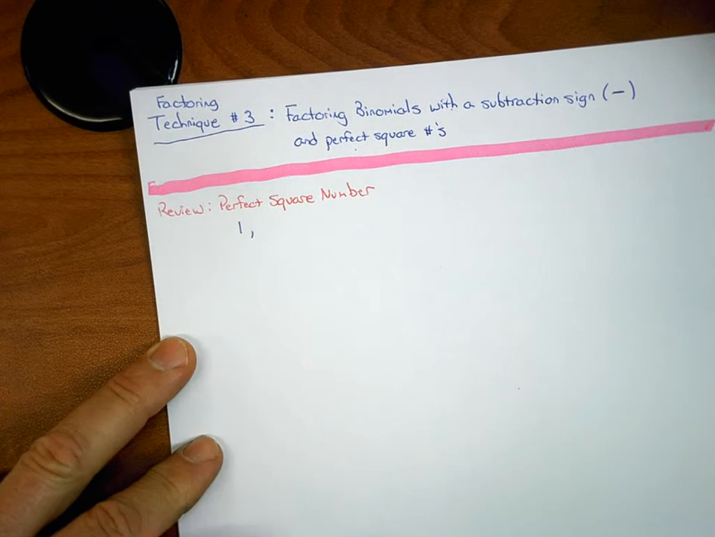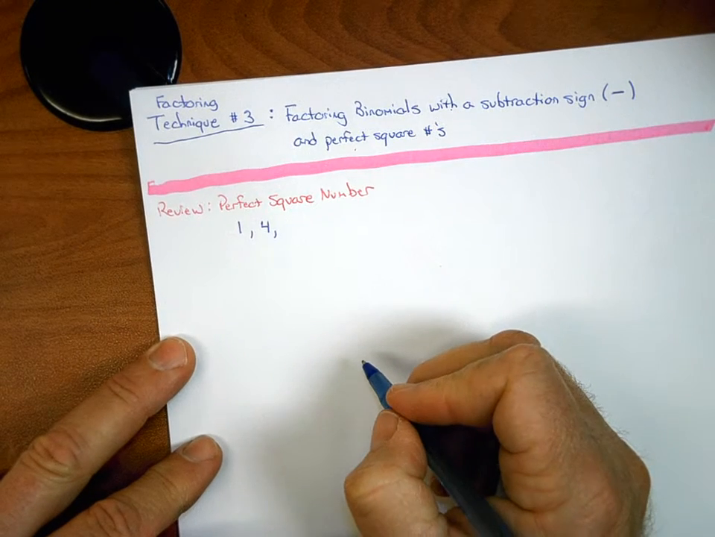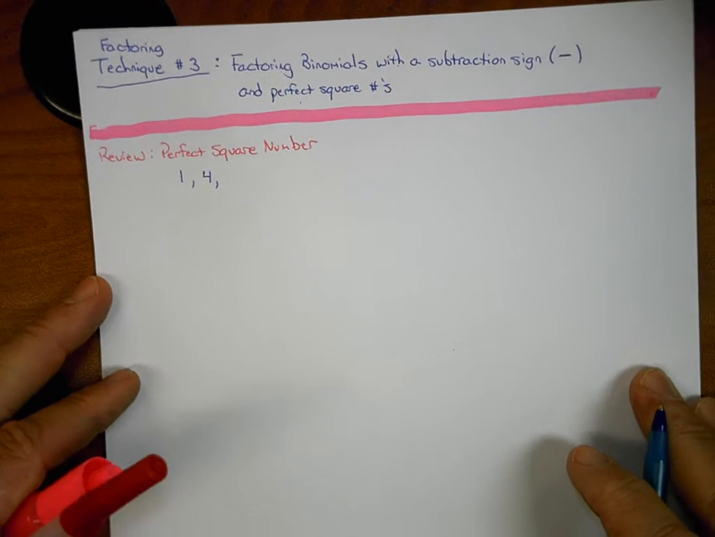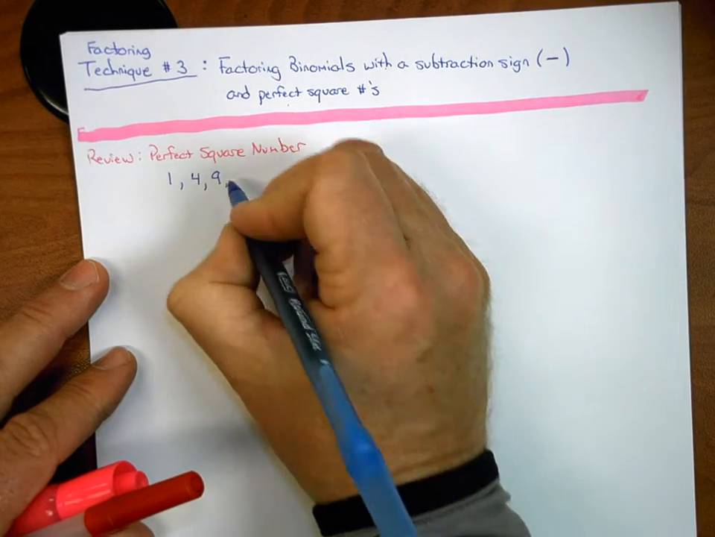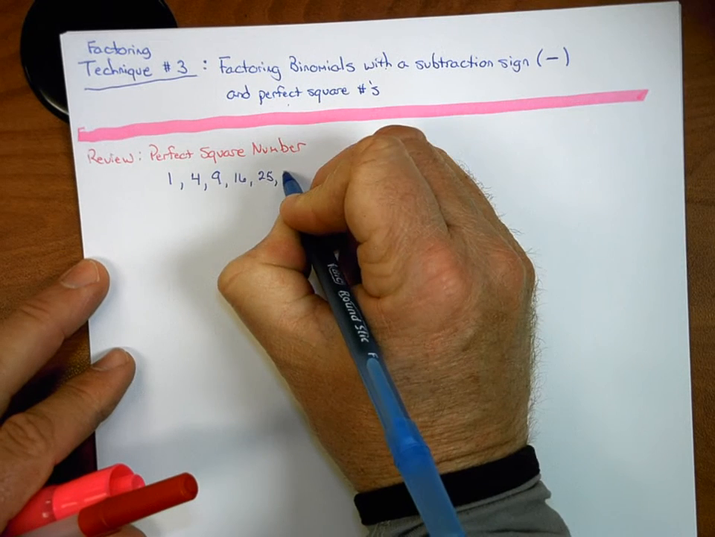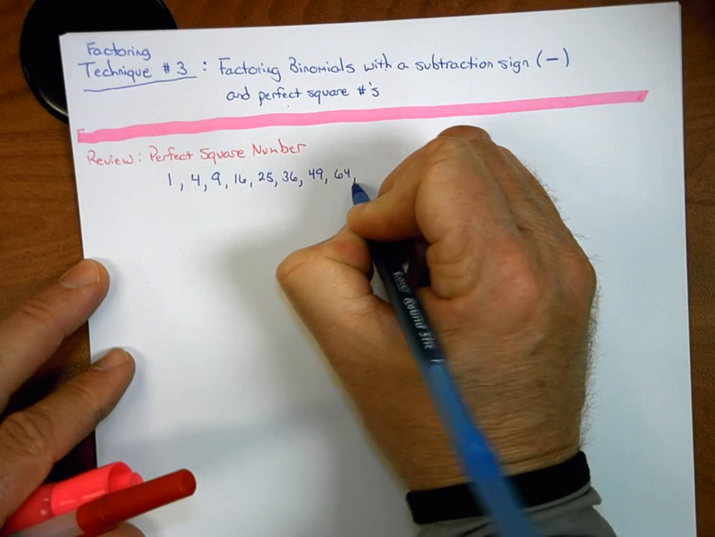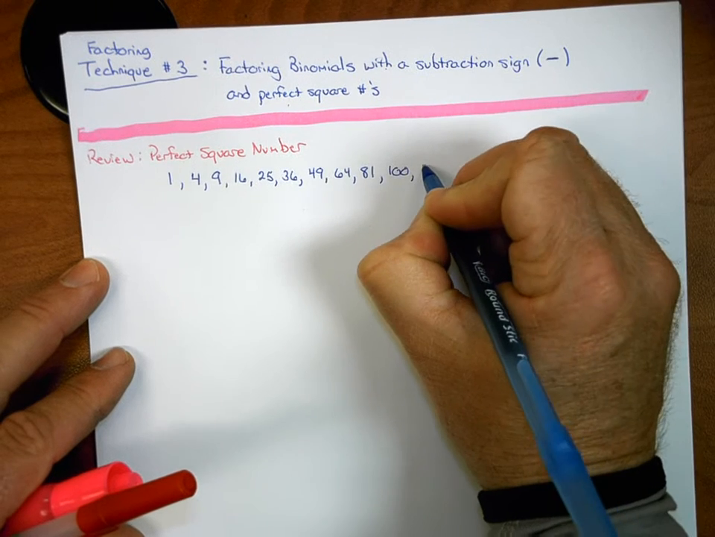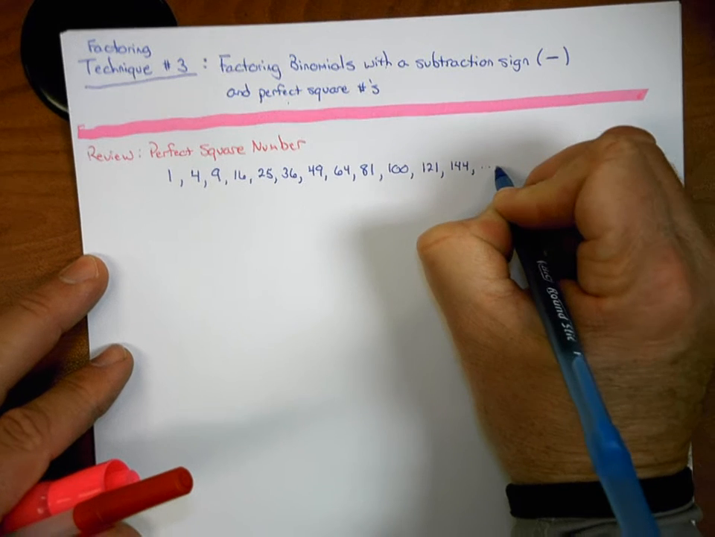Katerina, what is 2 times 2? 4. Good job, Katerina. So 4 is a perfect square number. All right, Carlos, what is 3 times 3? 9. Good job, Carlos. It didn't take you that long to get that. 3 times 3 is 9. 4 times 4 is 16. 5 times 5 is 25. 6 times 6 is 36, 7 times 7 is 49, 8 times 8 is 64, 9 times 9 is 81, 10 times 10 is 100, 11 times 11 is 121, 12 times 12 is 144, and so on and so forth.